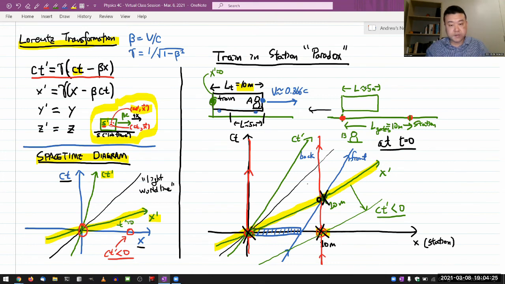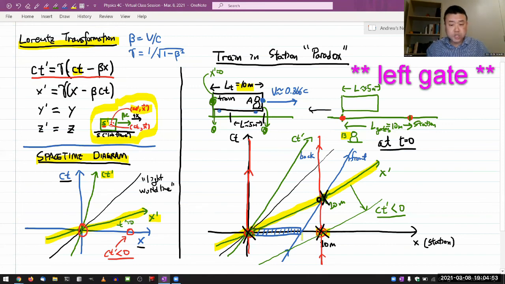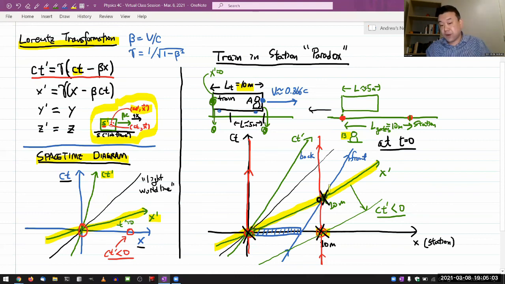And if we were to try to mark these positions, maybe Alice can drop a bag as she's passing by the station. So she drops a bag at x equals zero, and she drops a bag here. And from Bob's perspective, what this would look like is Alice would drop a bag at the back of her train as that passes through the right gate. But she doesn't drop her front bag at the same time. She actually waits until a later time when the front of the train has passed through the gate and then drops her bag. So from Bob's perspective, Alice cheated because she didn't drop the bags at the same time.